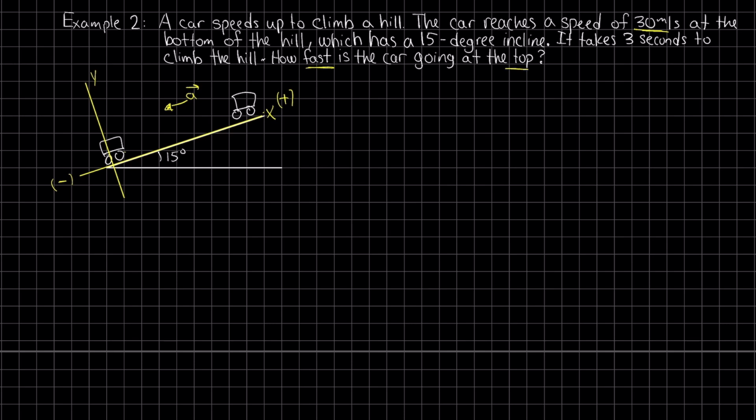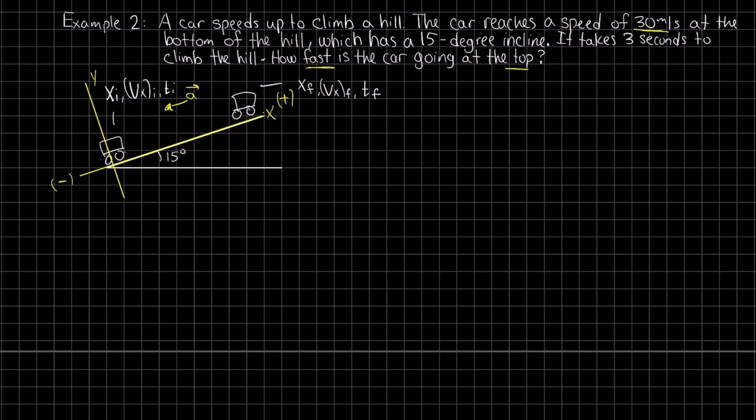So let's establish our important symbols. Because I've labeled this x direction to be in the direction of the car's motion, I have my initial horizontal position at the beginning, my initial velocity, and my initial time. At the end here, I have my final horizontal position, my final horizontal velocity, and my final time.